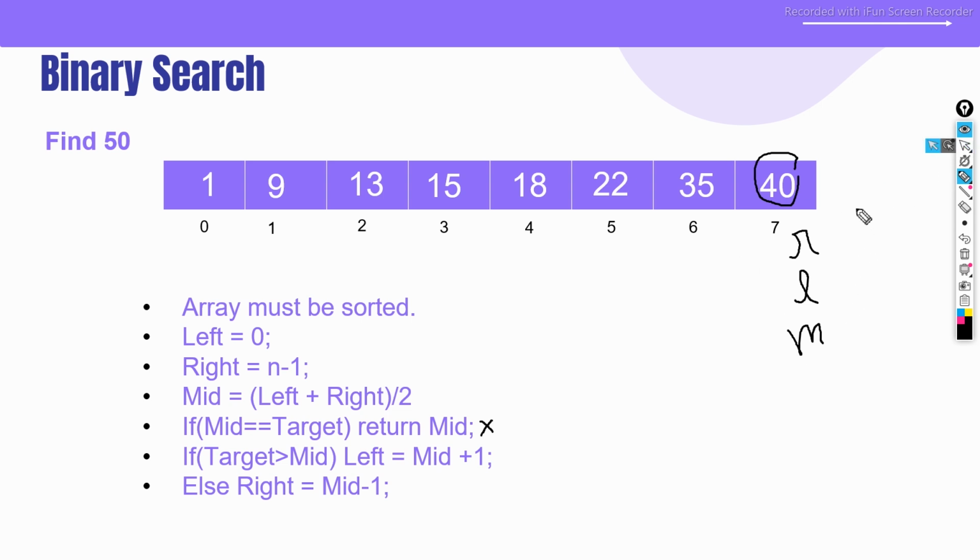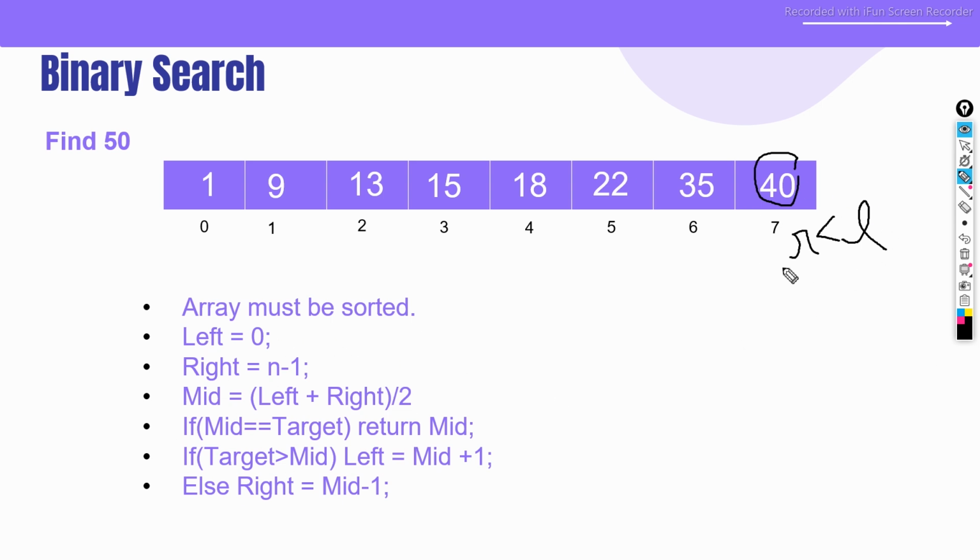Now if we update, we will see our condition again. Here the targeted value 50 is greater than 40. So we will update our left again one more time. So the left will come here. Now we will see that the right is less than left. So here comes the condition where we have to stop our binary search technique.